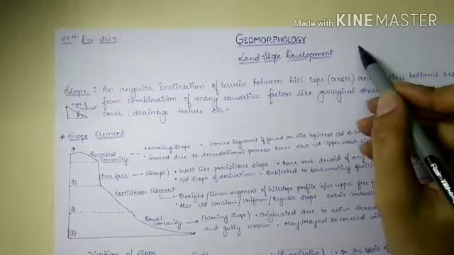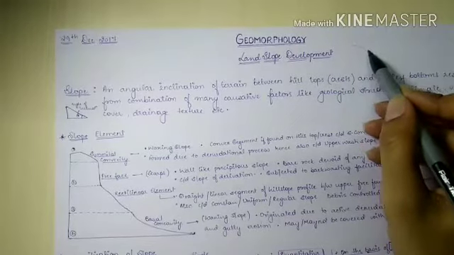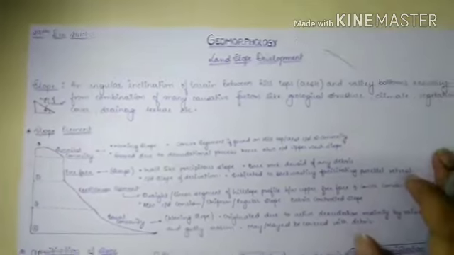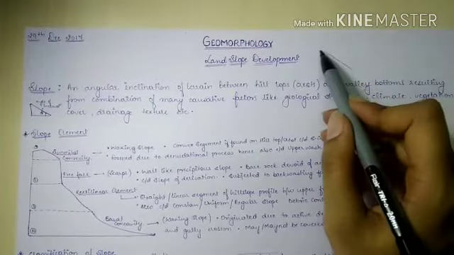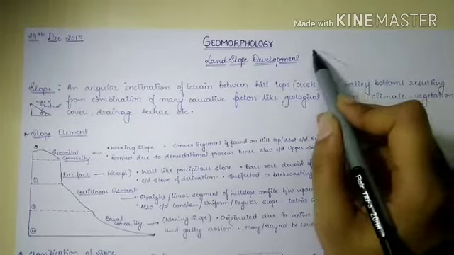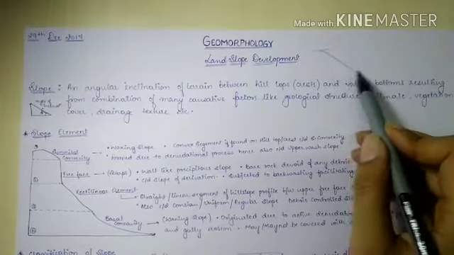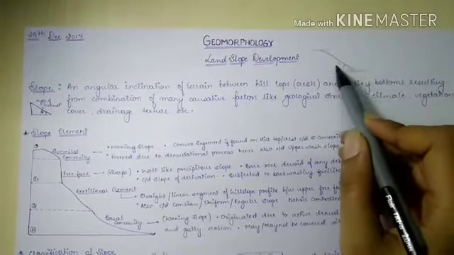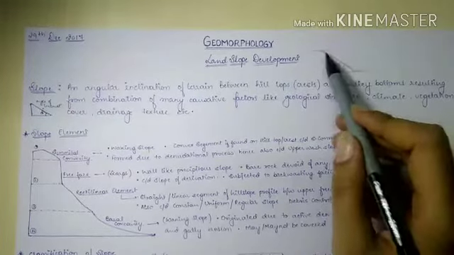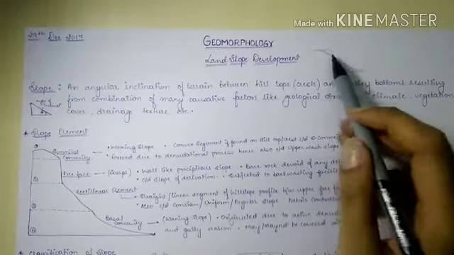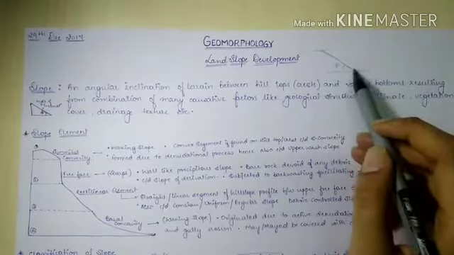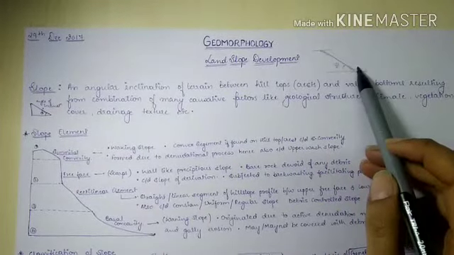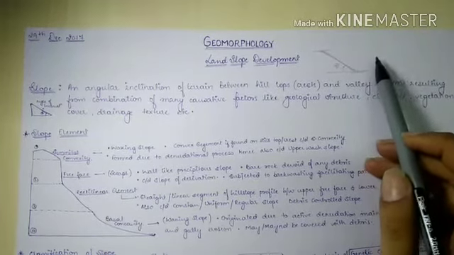See, there is an angular inclination of a terrain. There is an angular inclination between hilltop and valley bottom. So this is angular inclination. It is having some sort of angle. And why is this formed? This is formed by various denudational factors like climate, vegetation, drainage, etc.